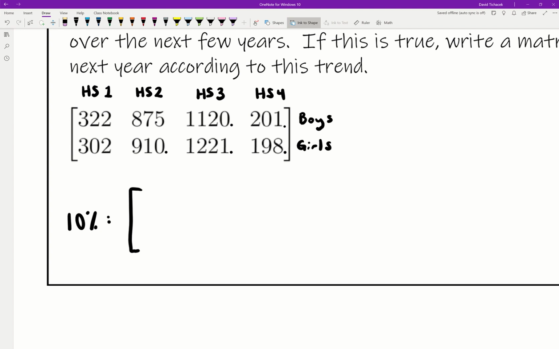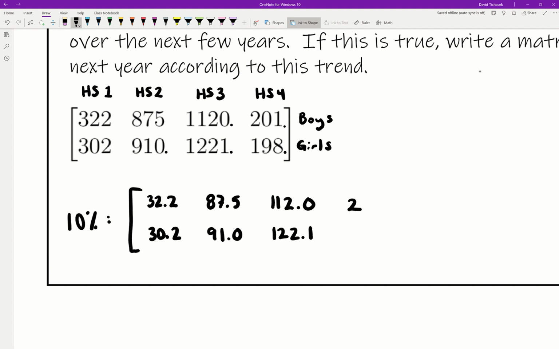I'm going to have 32.2, 30.2, 87.5, 91.0. I'm going to have here 112.0, 122.1, and then 20.1 and 19.8. Okay, so these would be the amounts that we would increase by as we go through here.